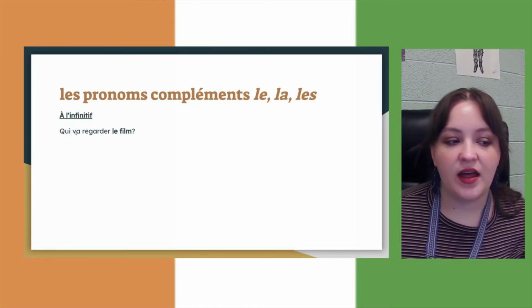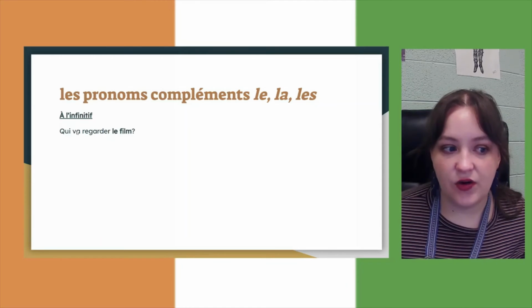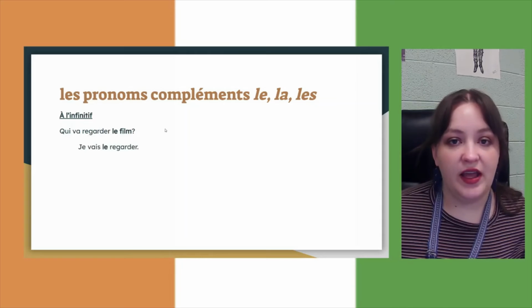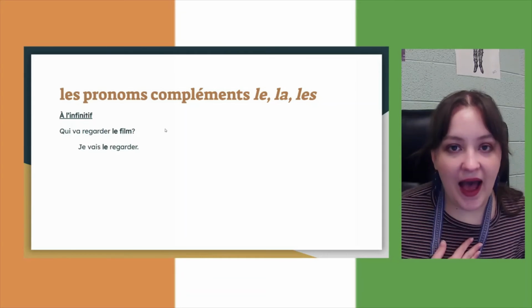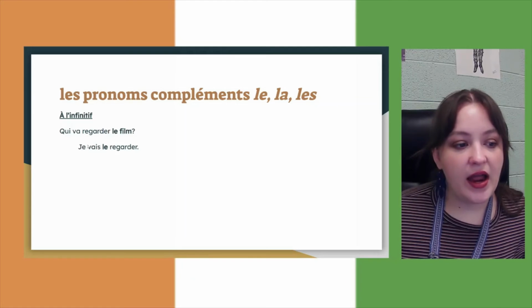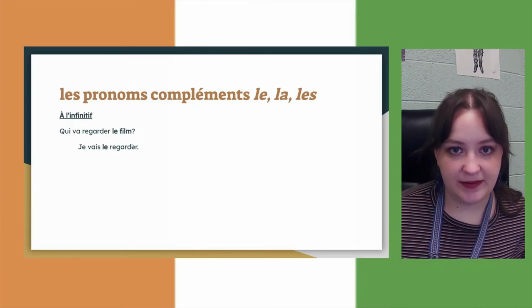Okay, so we've got, this is the conjugated form of aller, correct? Is going. Regarder, to watch. This is our infinitive. Je vais le regarder. I am going to watch it. Okay, so I am going, je vais, conjugated form of aller, and then our object pronoun goes right in front of the infinitive, to watch it. I am going to watch it.